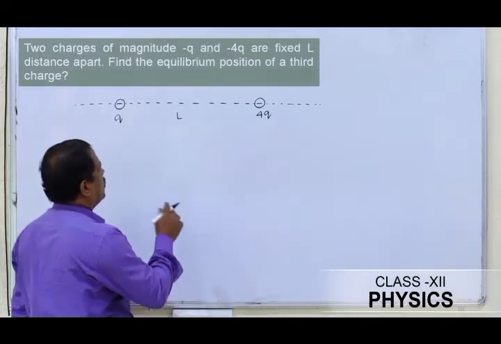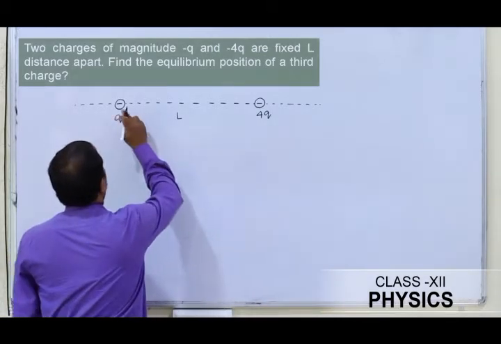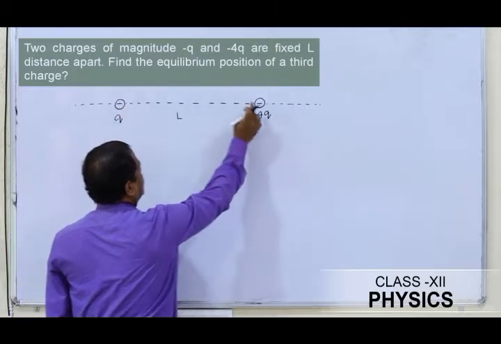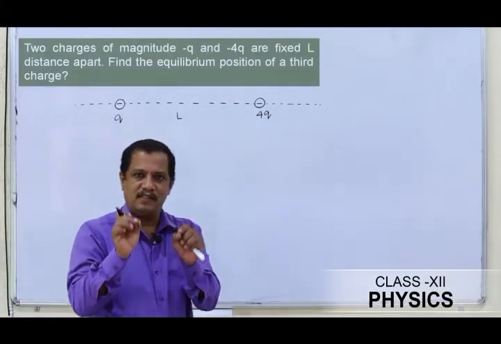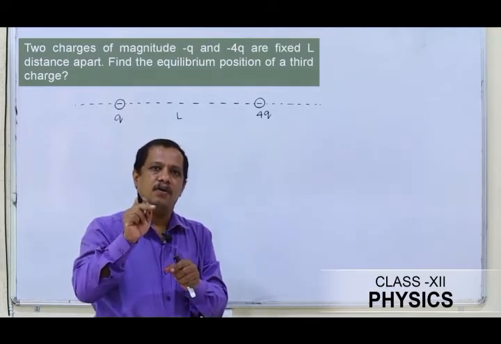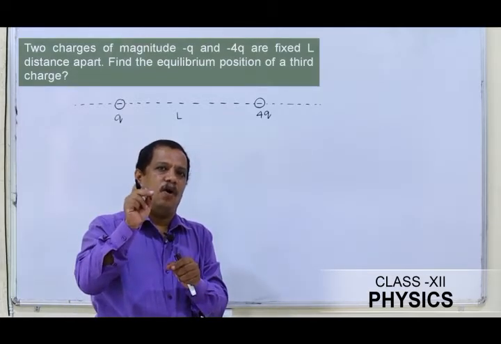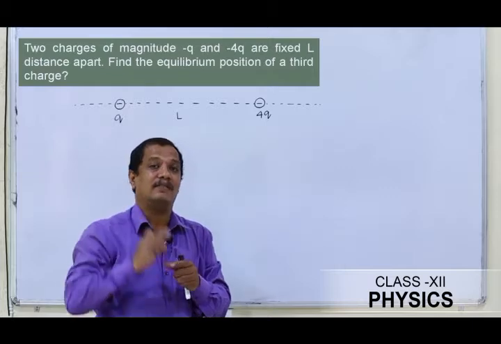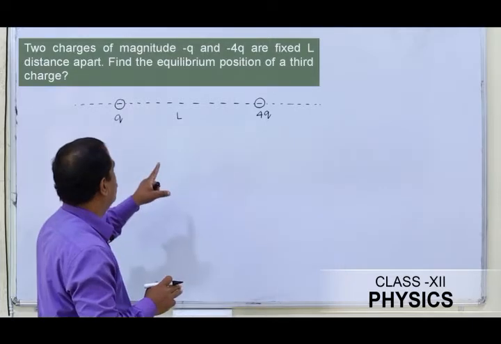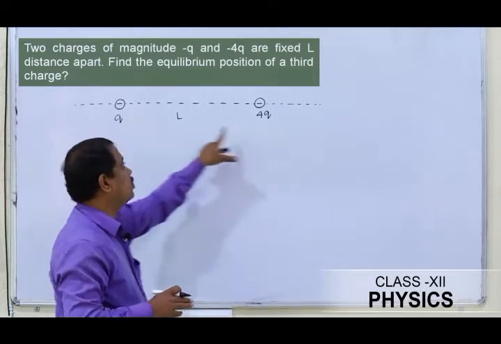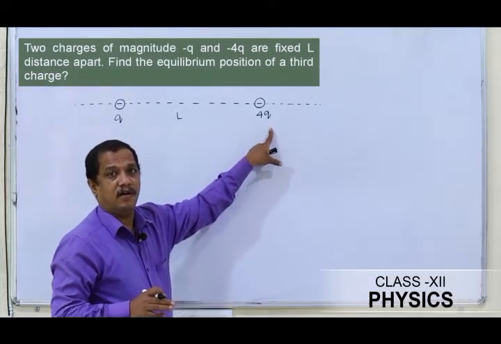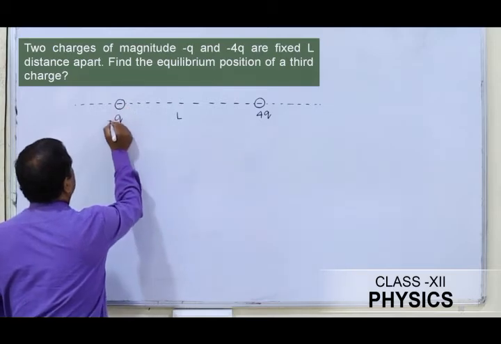We saw in the previous case that this charge was positive and this charge was positive. Both charges were of equal magnitude and the same sign, and we found the position of the third charge at equilibrium was L by 2. But here the case is different. How is it different? It is Q and 4 times Q. So the magnitude is different. However, the nature of the charge is the same.